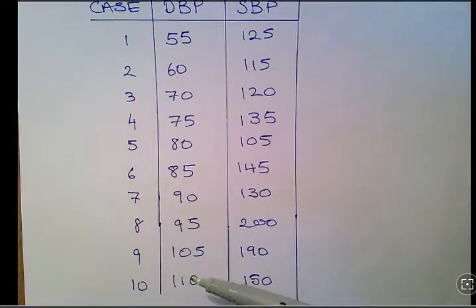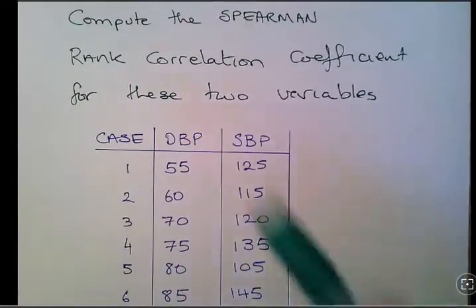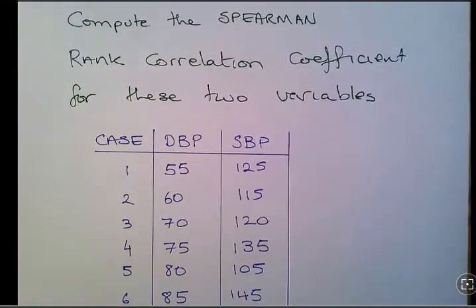Just for the sake of simplicity, what I've done here is I've presented the DBP in ascending order, just to make things a little bit easier. You might reorder one, if possible, just to make it a little bit easier to pick out the rankings. Because we're going to be working on rankings, because after all, this is the rank correlation coefficient, the Spearman rank correlation coefficient.